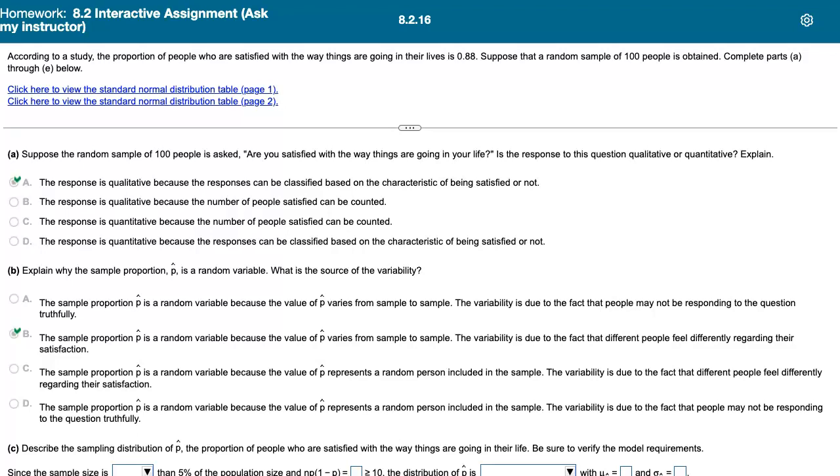Here we are told that the proportion of people who are satisfied with the way things are going in their lives is 0.88. Suppose that a random sample of 100 people is obtained. What I'm going to do in this video is mostly talk through parts C, D, and E. So if you need to, take a moment to pause the video to read what was selected for parts A and B so that we can move on to part C.